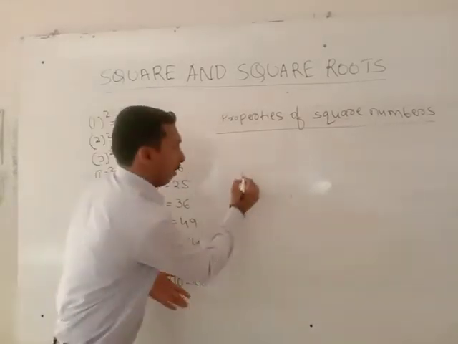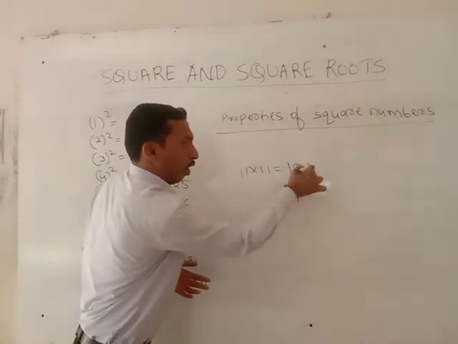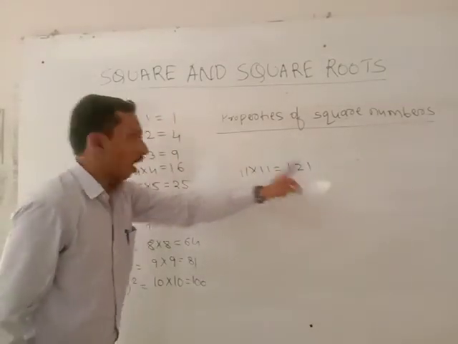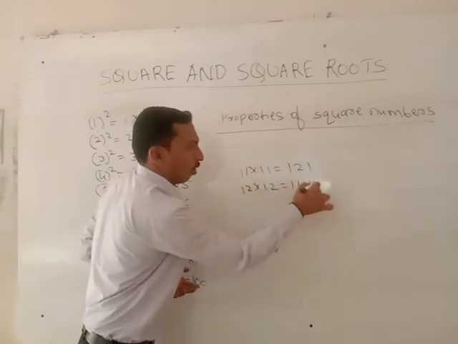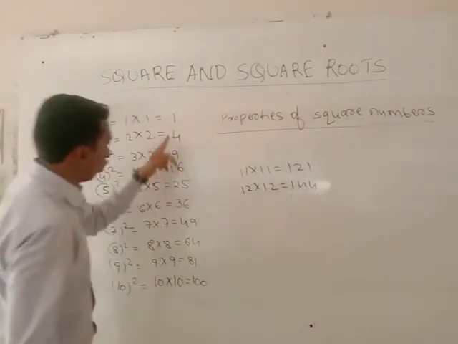When you take 11 into 11, there also it is 121. The unit place is 1, and 1 is already there. If you take 12 times 12, that is 144. In the unit place, 4. Here also 4.